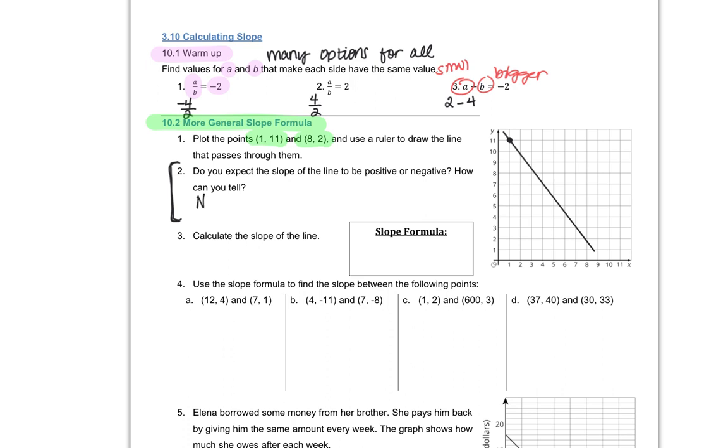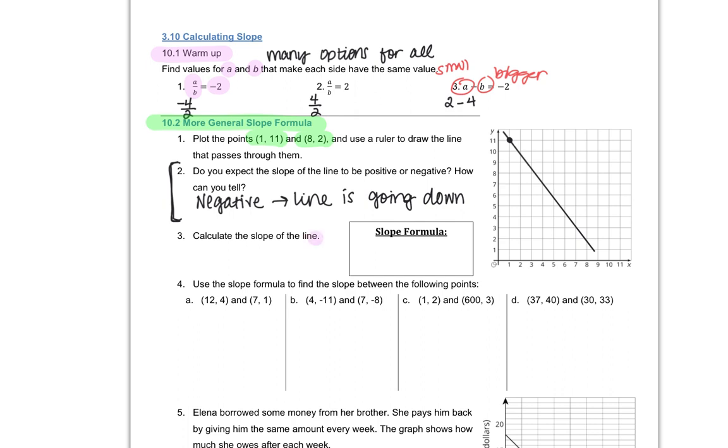So we can expect the slope to be negative because the line is going down. And whenever we're looking at lines to figure this out, we're always looking from left to right. So if I start at the leftmost point and follow the line to the right side of the graph, if it's going down, it's negative, up is positive.